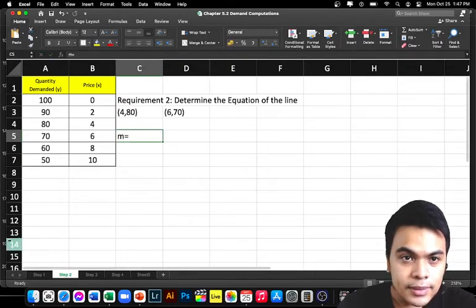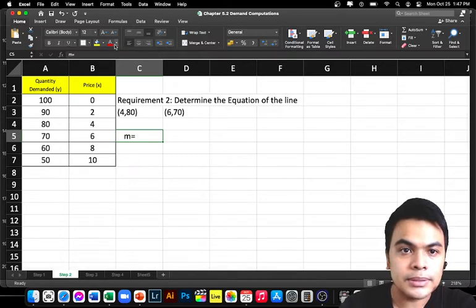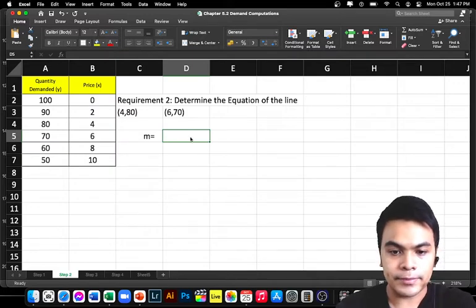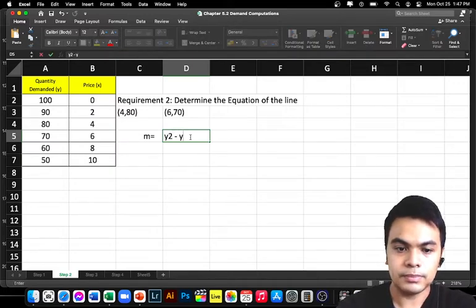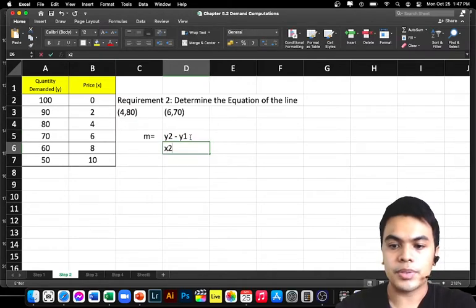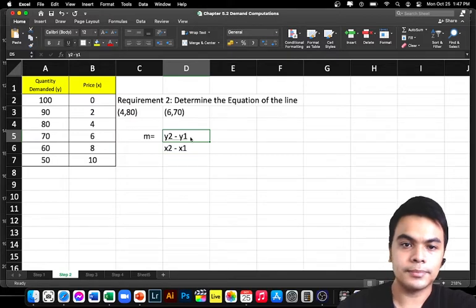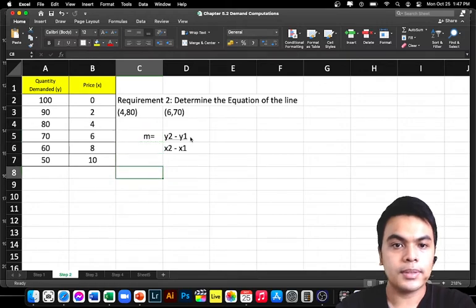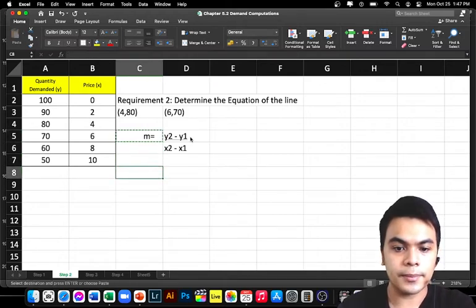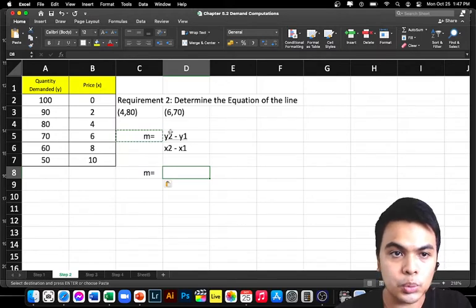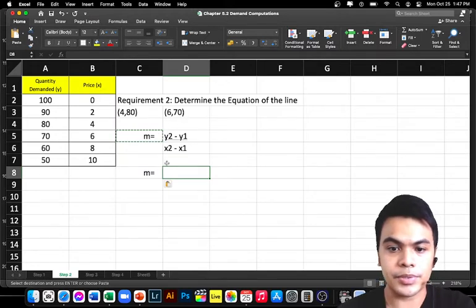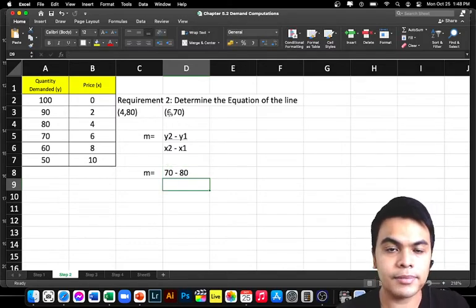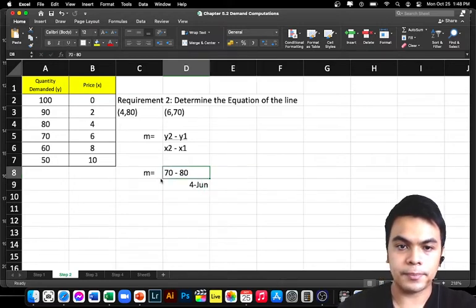So I'll write the equation here. Delta y over delta x, so that's y2 minus y1 over x2 minus x1. Okay, so what is our slope here? Let's copy, paste. y2, so that is 70 minus 80, and we have 6 minus 4.